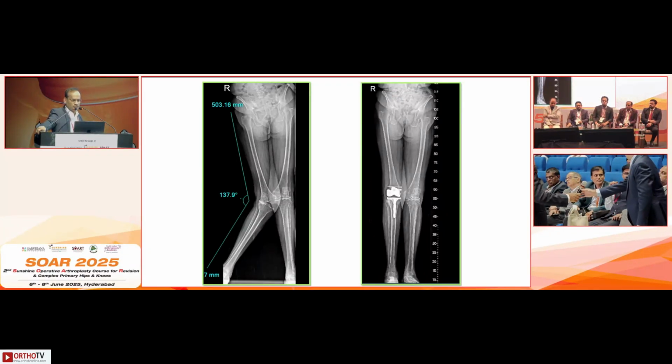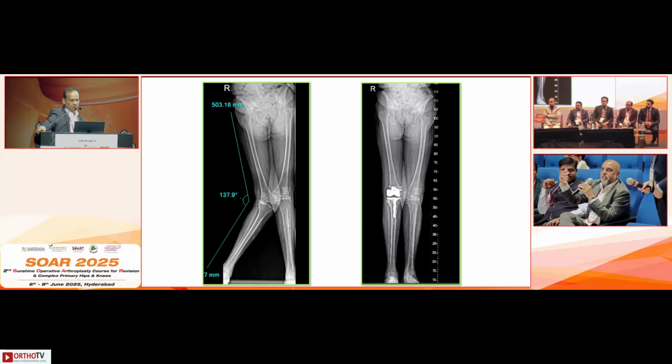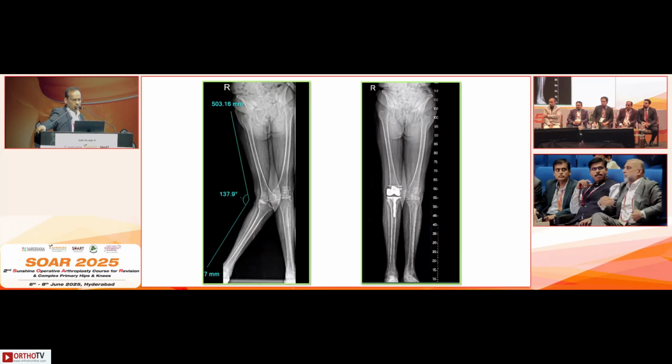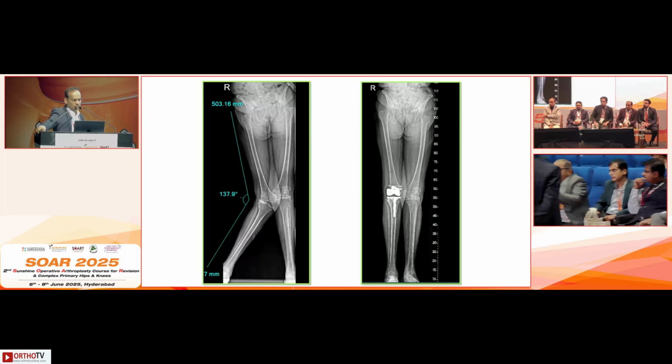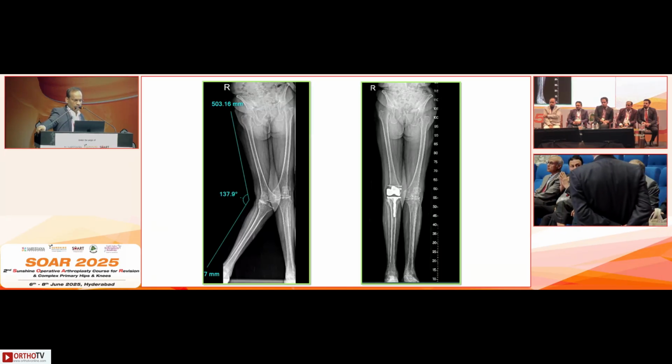Technically I don't think there's a challenge in this, but the problem is whether the MCL is attenuated, stretched out, and if you are advancing it, will it maintain its stability? That is my little concern, because it's elongated. Now you're advancing it, but how strong is the MCL is my worry. So whether we work on the tighter side or the looser side? See, if you look at the standing scanogram here, the medial side is lengthened, stretched out to the point of almost being incompetent.